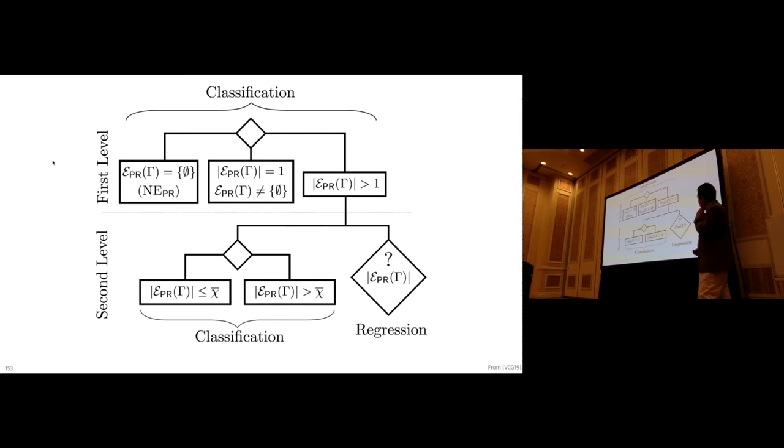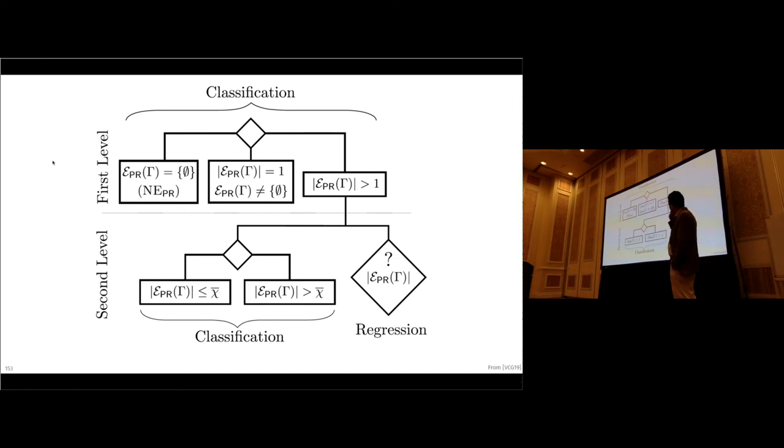At the first level, we take the preferred semantics and try to compute whether the set of preferred extensions is empty, whether there is at least one, exactly one, or more than one. So this is the classification at the first level: whether the preferred extension is empty, whether there is one that is not empty, or whether there are more than one. And if there are more than one, we have a regression on the number.